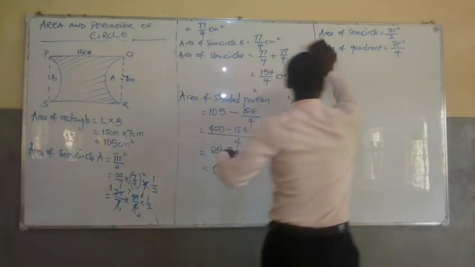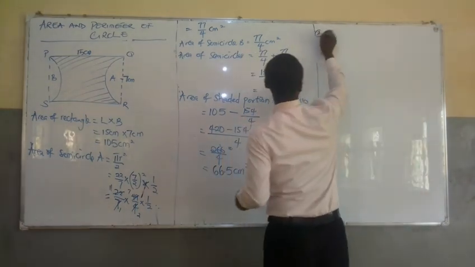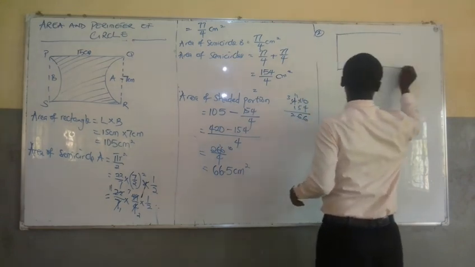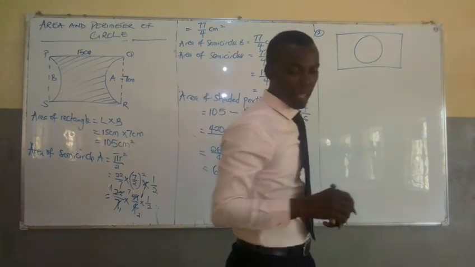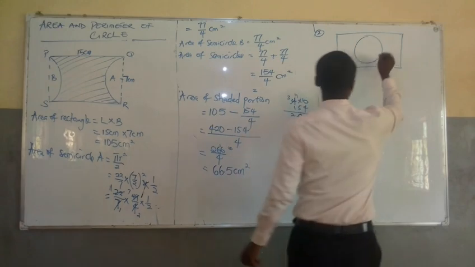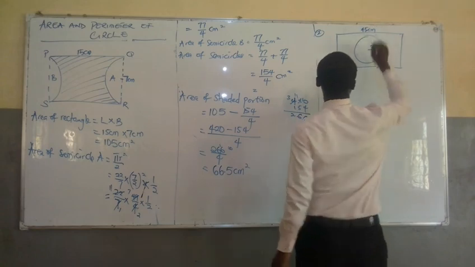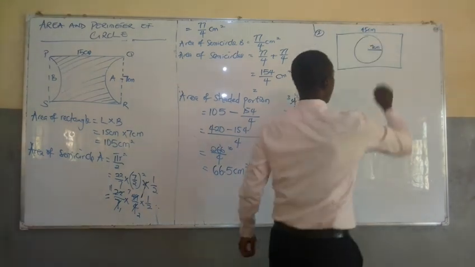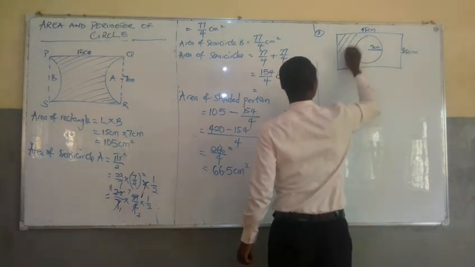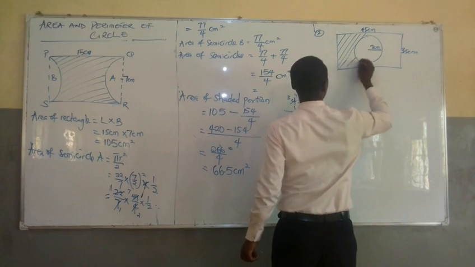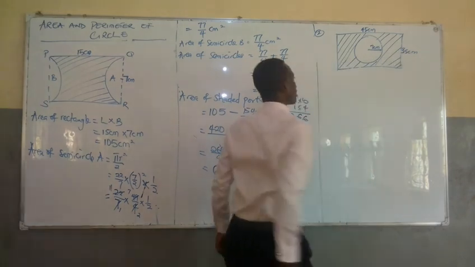We can also look at many other examples like this. I think I'm going to solve another. Let's say we have a rectangle this way, and then we have a circle in there. The radius of the circle is 7 centimeter. This is 45 centimeter, and then the breadth is 35 centimeter. And we're told to find the area of the shaded portion.